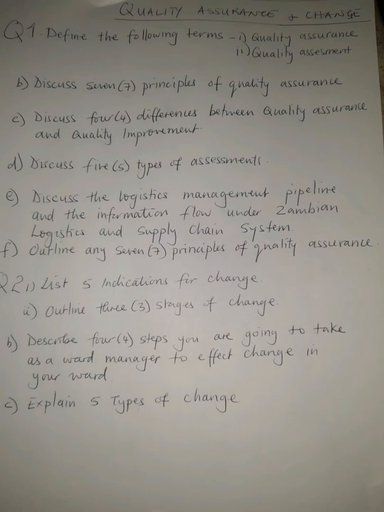Then principle number 7, we have what's called the factual approach to decision making. This quality assurance principle simply ensures that decisions are based on analyzed data and information. So what does this mean? It means as a manager, when we are using quality assurance, we use facts to make decisions. So we analyze the data, we analyze the information that we have gathered in the implementation of the quality process for us to make decisions.